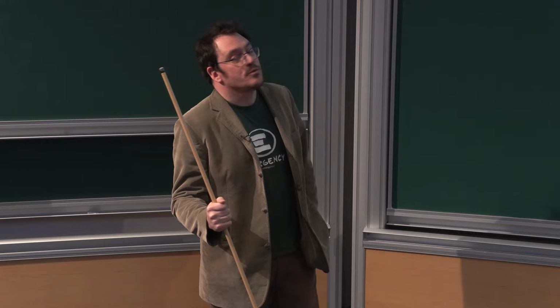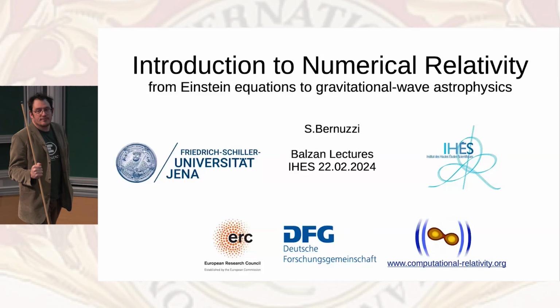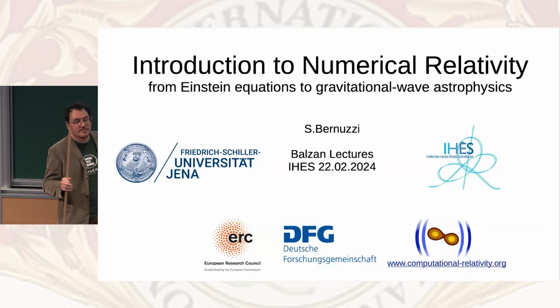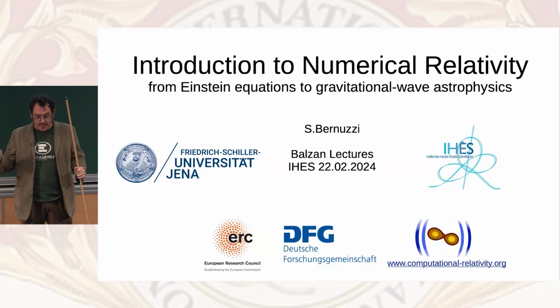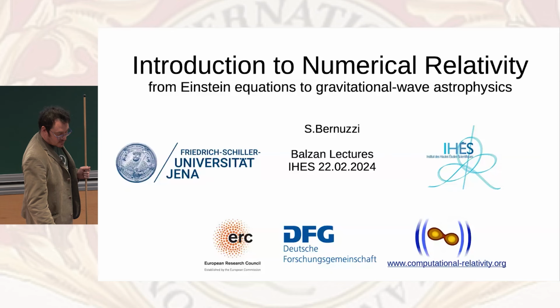So this will be an introduction on numerical relativity. It will be basics, and not for mathematicians. So it will be for physicists mostly, and hopefully also mathematically correct, but not super, super rigorous. I will start with a few slides, then I'll stop, use the blackboard, and then in the second part I will conclude again using slides.